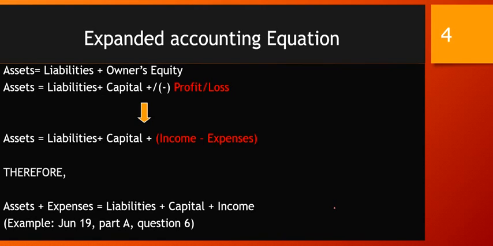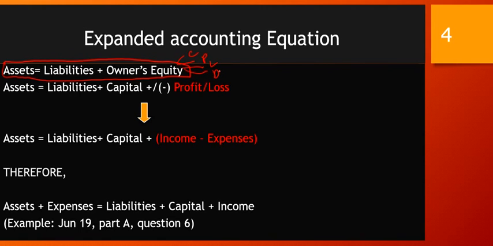So now let's go to the expanded accounting equation. The basic accounting equation is asset equal to liabilities plus owner's equity. From this basic accounting equation, we can expand it. So we're going to expand the owner's equity. Only the owner's equity will be expanded. Since I told you owner's equity consists of capital, profit, loss, and drawing.